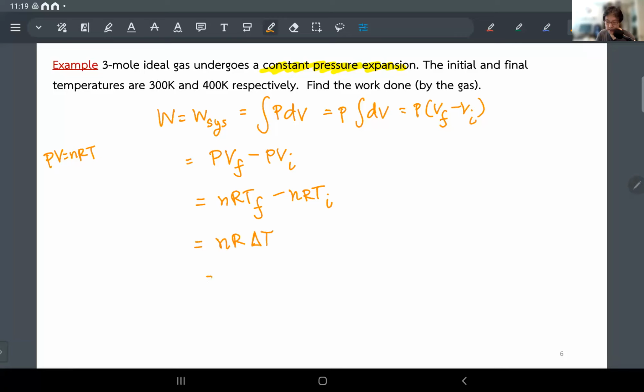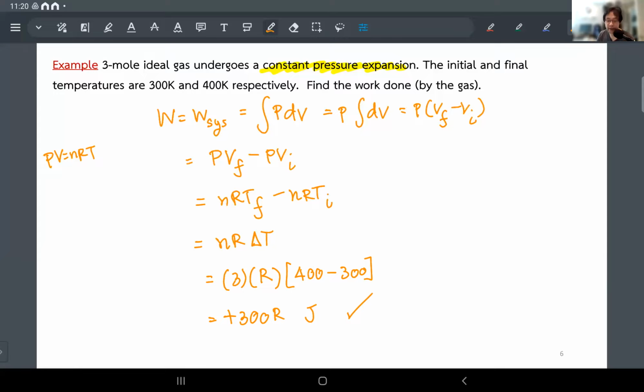So n is 3 mole, R is just R. Let me leave it as R. You can look it up in the table every time. And the delta T is, don't forget, final minus initial. So it's going to be 400 minus 300. See, at the end, you end up with a positive work done. So it's a positive 300 R joule. Done. And you're supposed to have a positive final answer because the gas expands. It is an expansion of gas. Still pretty good.